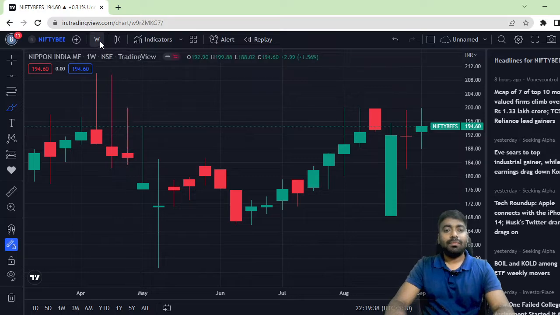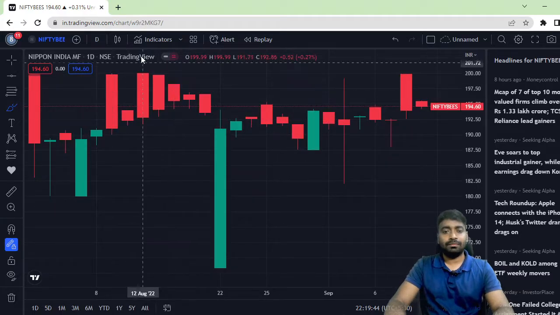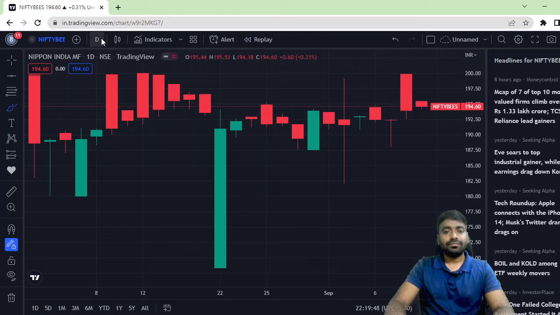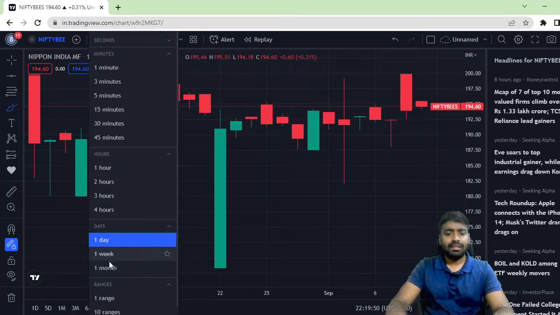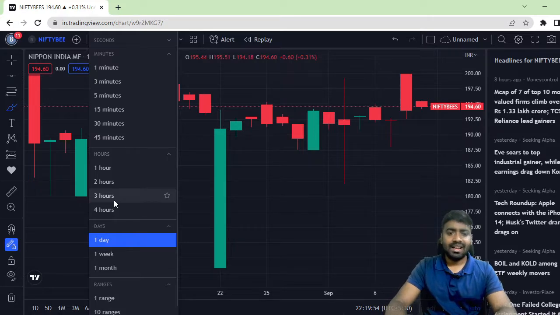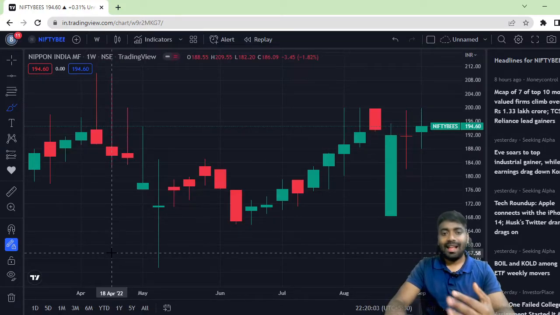Here you can change the data, in the sense that you can bring the daily chart, or the weekly chart, the monthly chart, or per second, per hour. There are different types of charts available. So remember one thing, the strategy I am going to use is the weekly chart. Due to that, I have selected the weekly chart.